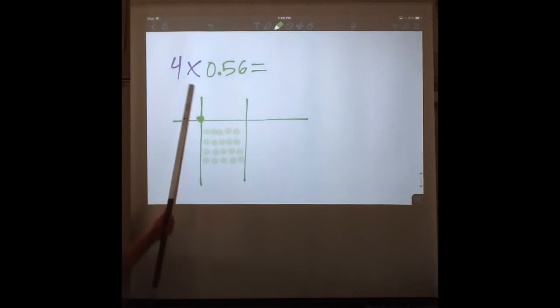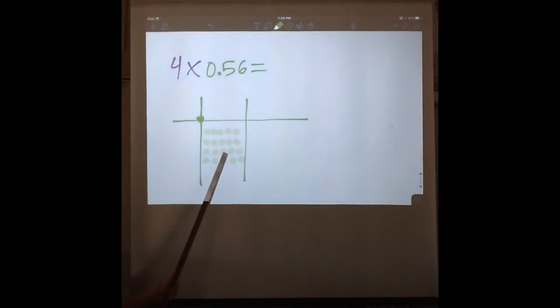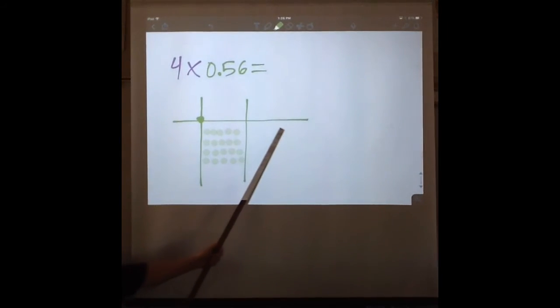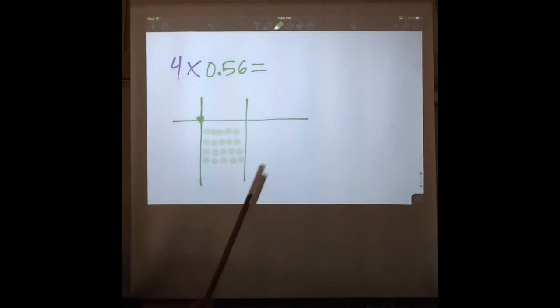I have 4 groups of 5. And how many do I put in the hundredths? 6 items. How many groups? 4, right? So I'm going to go 1, 2, 3, 4, 5, 6, and repeat that for each of the 4 groups. See that?